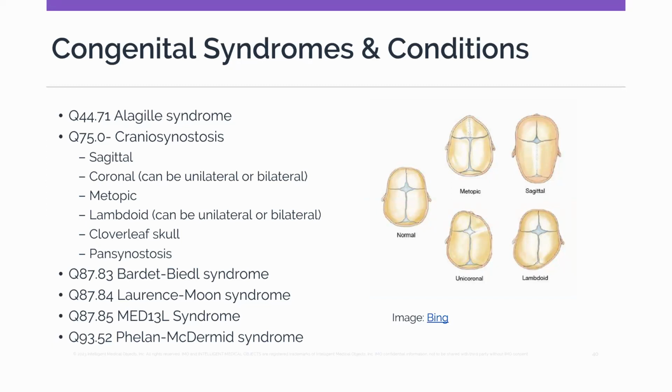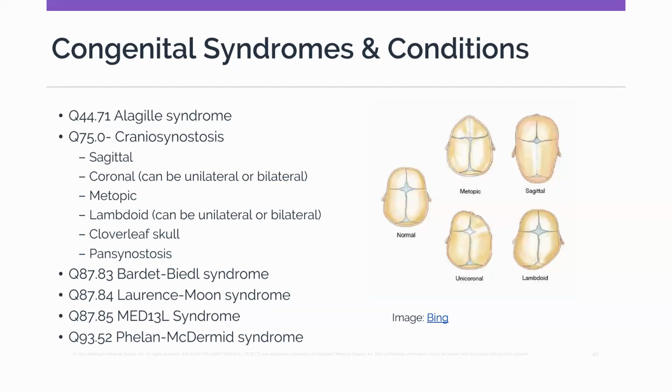There are several new codes at Q75.0 to more specifically classify the type of craniosynostosis. Craniosynostosis is classified according to the cranial suture that is involved. There are codes to capture sagittal, coronal, metopic, and lambdoid sutures. Sagittal and metopic sutures are midline sutures. Coronal and lambdoid sutures extend laterally on the skull.